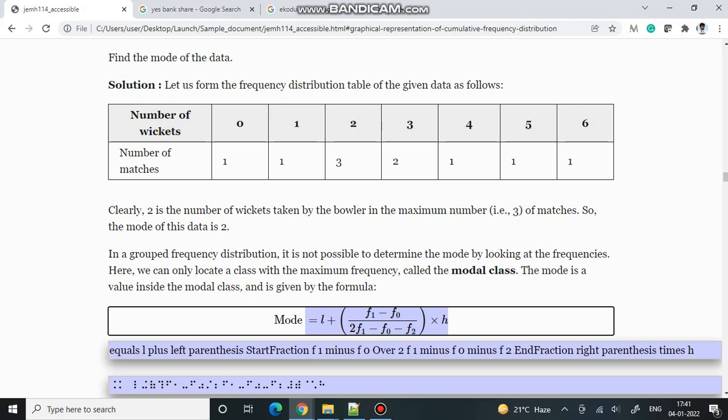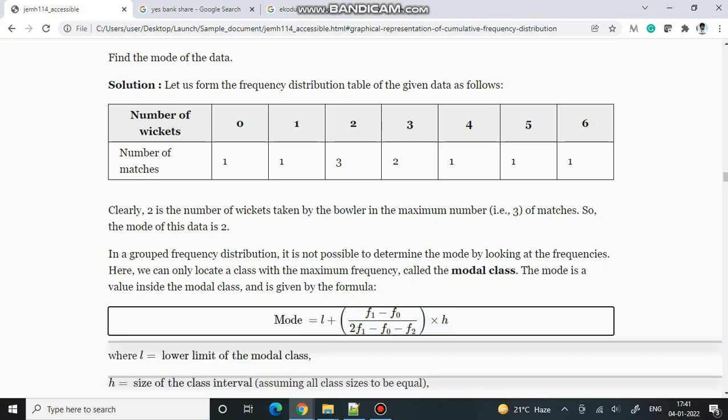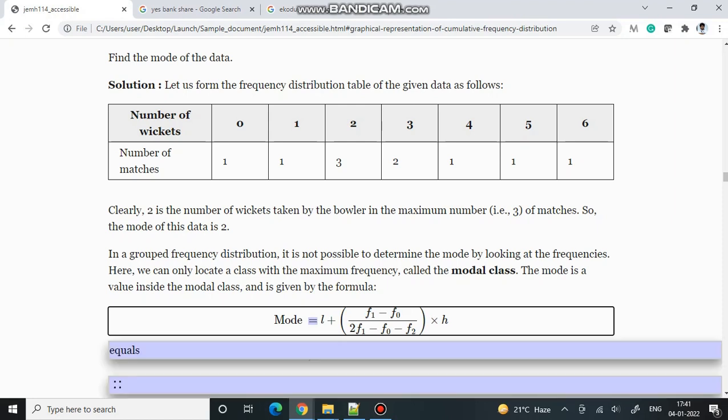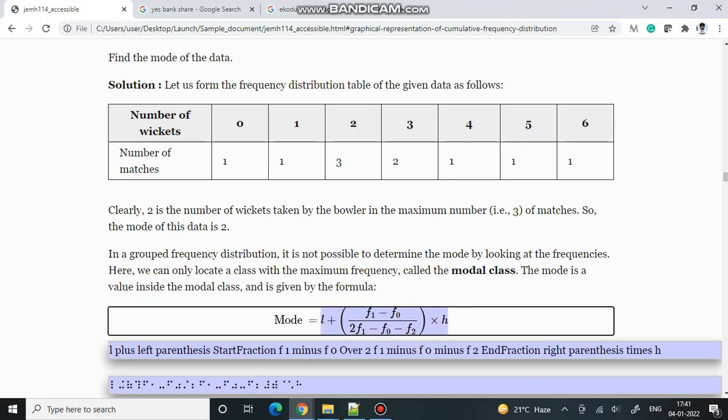Then I'll press the down button again. "Equals." And then the right arrow, it says "equals L plus left parenthesis start fraction F1 minus F0 over 2 F1 minus F0 minus F2 end fraction right parenthesis." So it took me to the left side of the equation. It says "L plus" and then the fraction part.